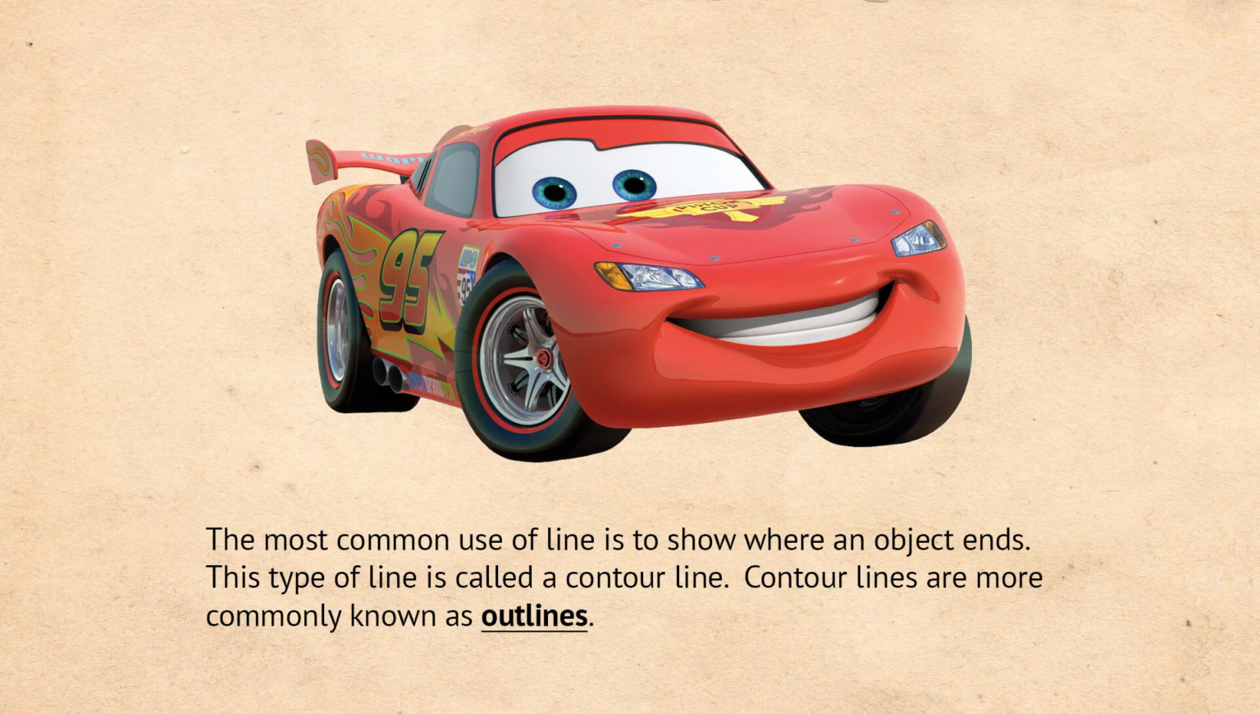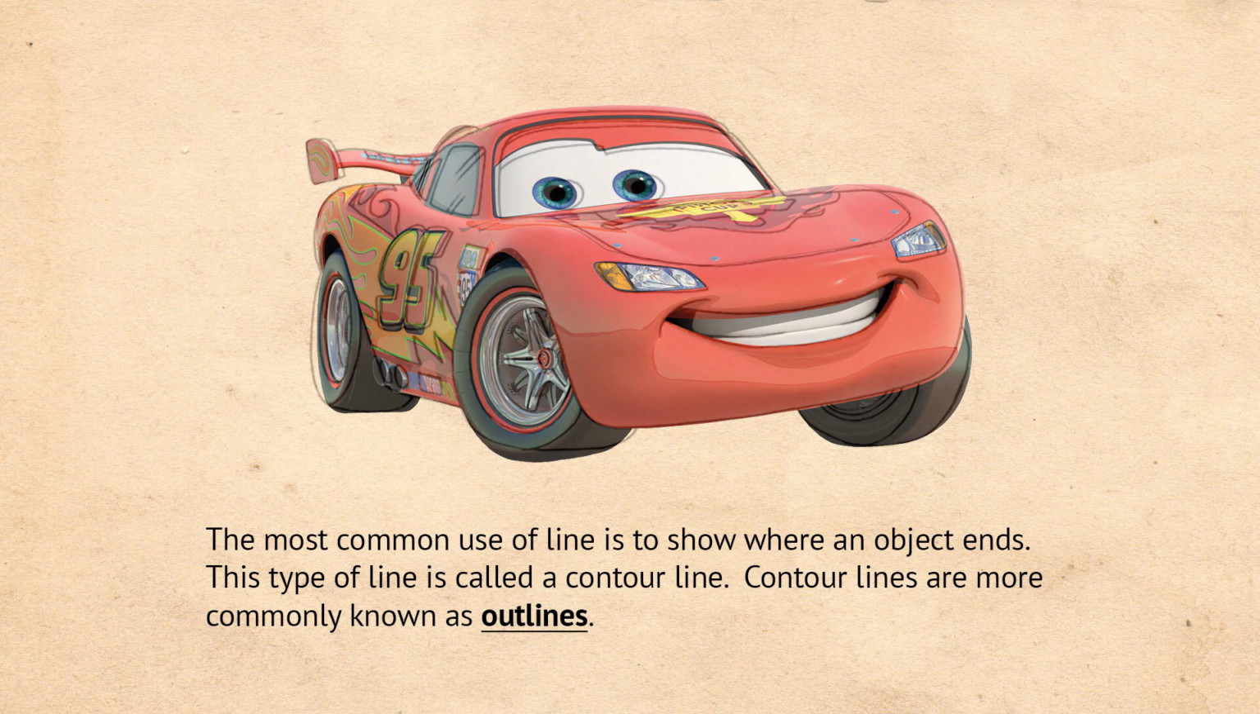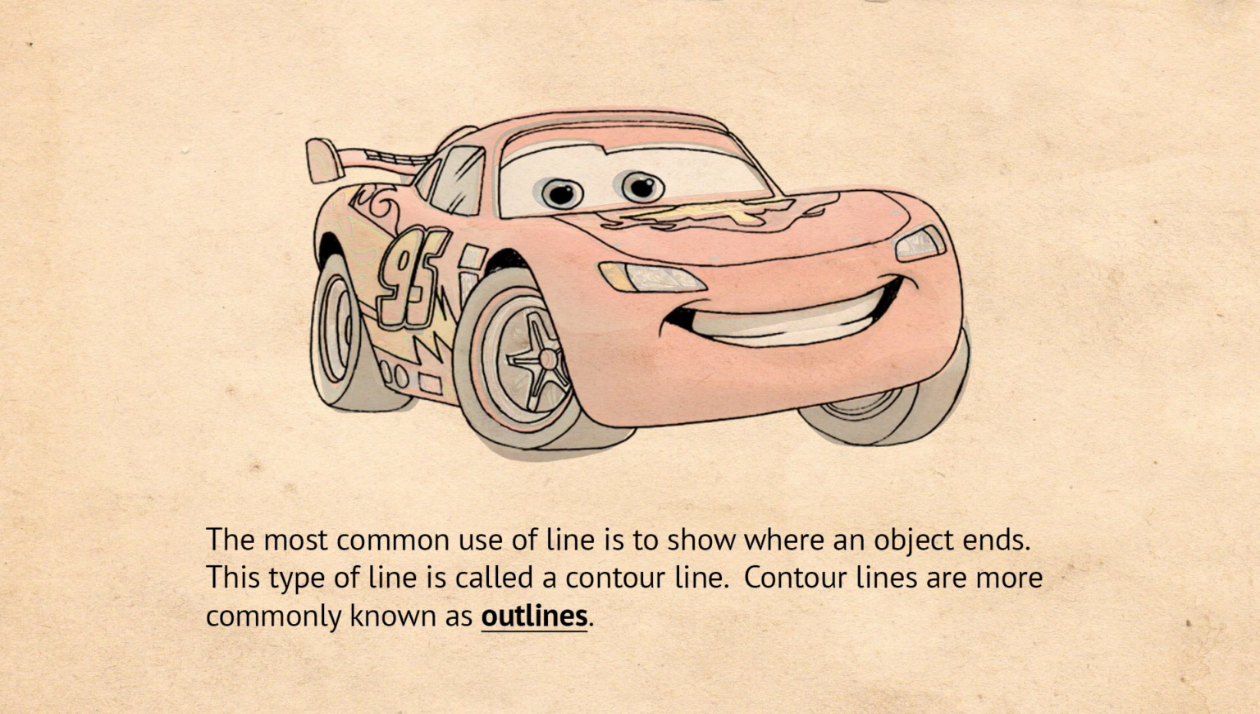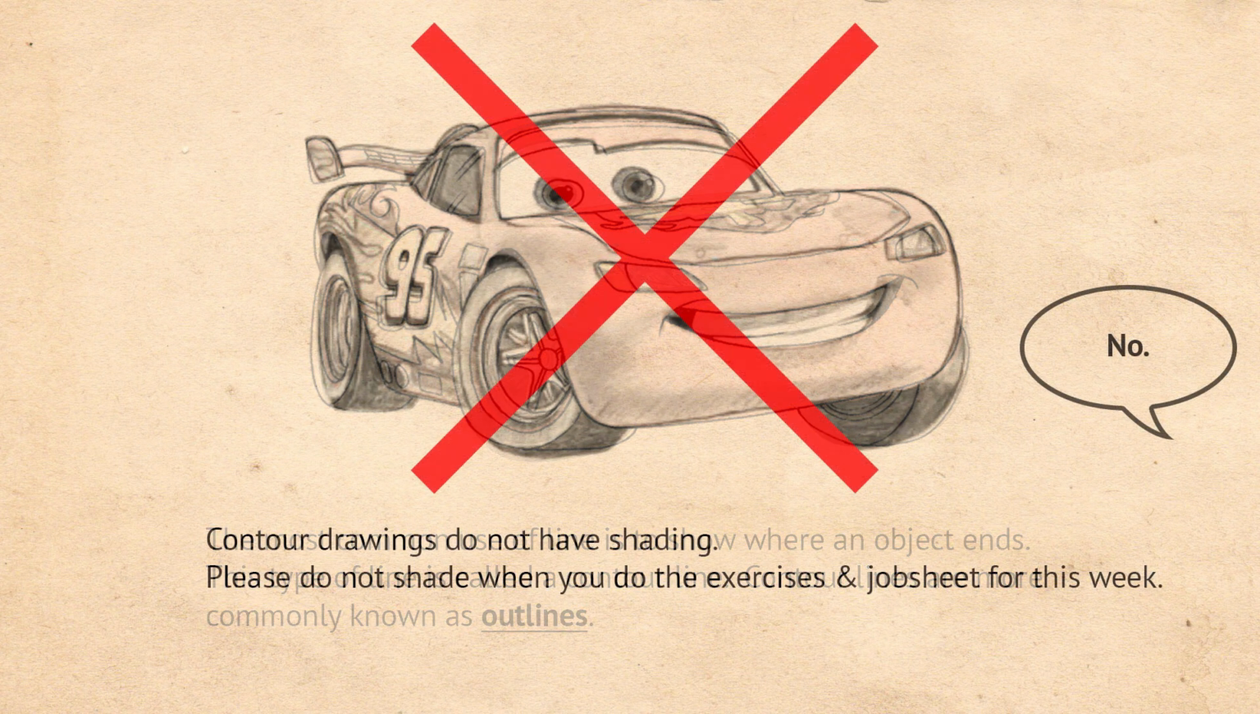Alright, let's get started. First, let's define what contour exactly means. We usually use the word outline to describe contour lines. These lines basically describe what the object that we are drawing looks like. It's the simplest form of demarcation that we can put on the paper to suggest the overall shape and form of the object. When doing contour drawing, please do not shade.